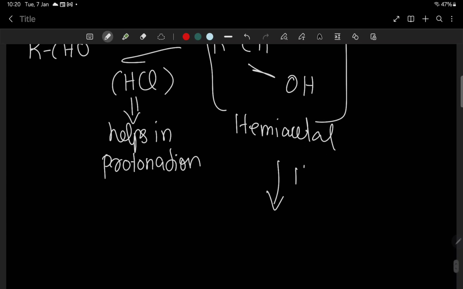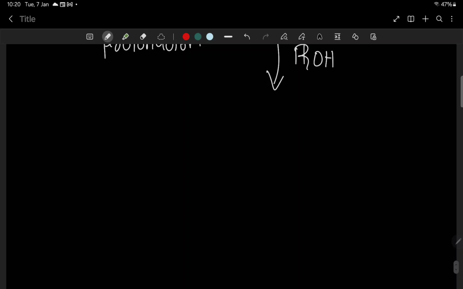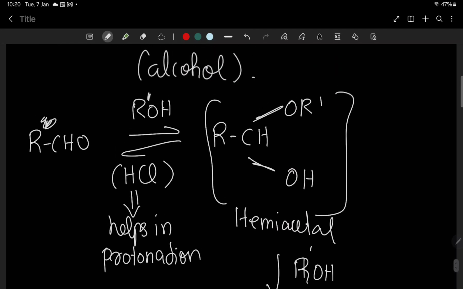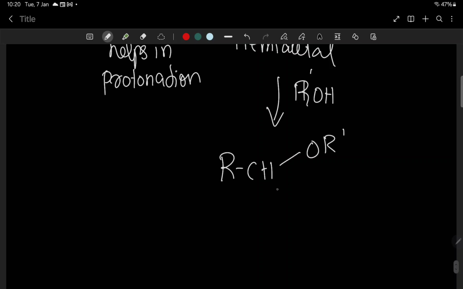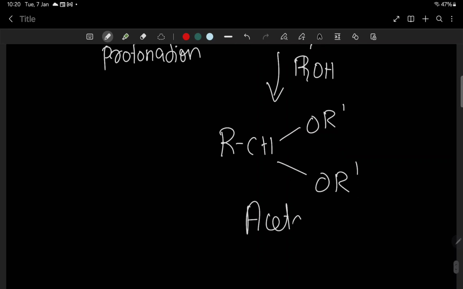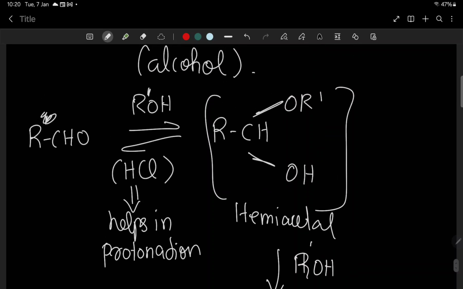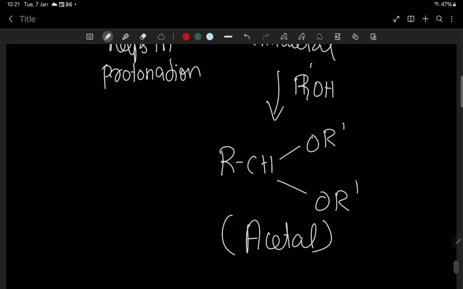Now if you add one more ROH, the compound was like this, with one OR dash and one OH. This H will also be replaced by R dash. So at last we get a compound like this, called acetal. Hemi means half: only one H was replaced. Here both H are replaced by R dash, so this is called acetal.